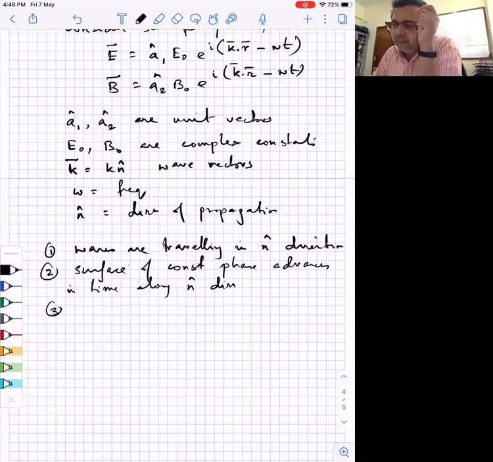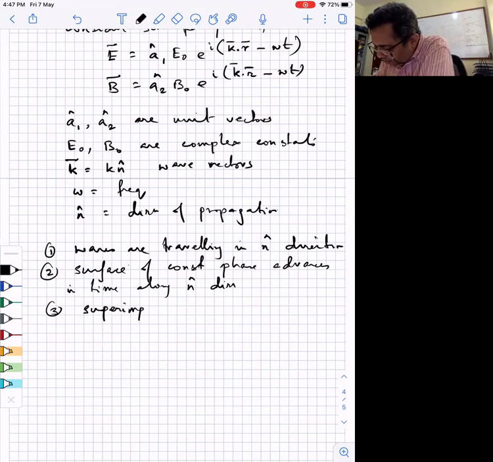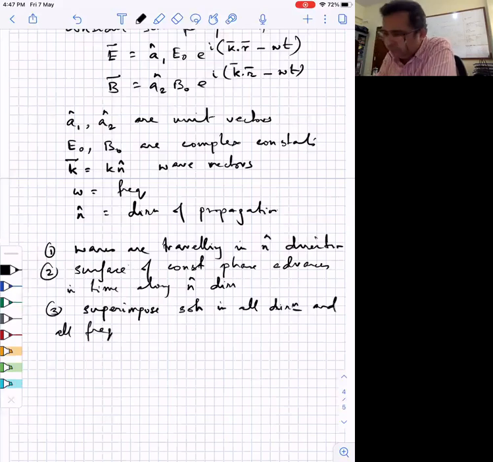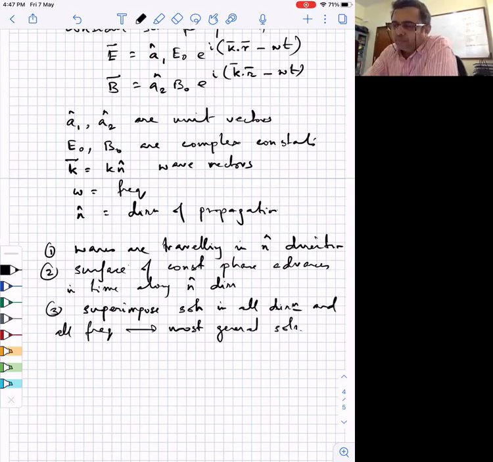Then, if I want the full solution, we have to superimpose. If I superimpose solutions in all directions and all frequencies, then we get the most general solution. Okay. So this is the most general solution for the source-free Maxwell's equation.